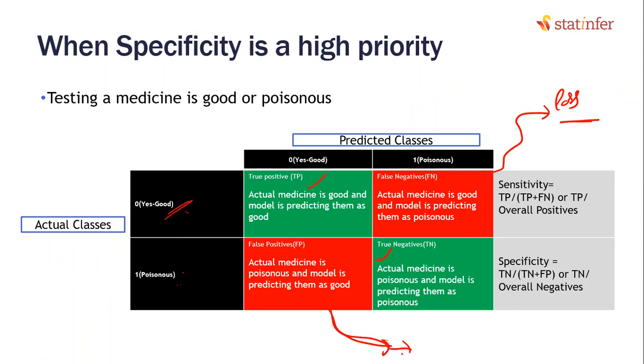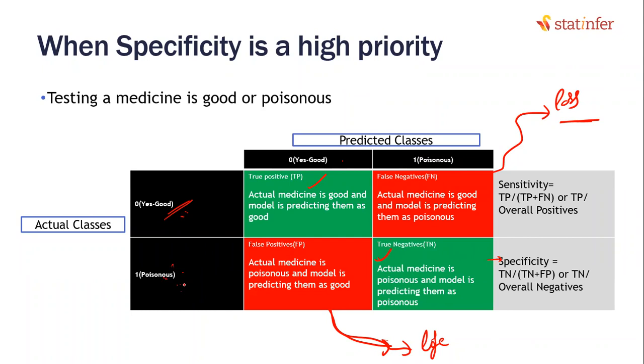What about this one? What is the loss here? Poisonous medicine, we have predicted it as good. What will be the loss here? Life. Almost life loss, isn't it? Intangible. Yes, sir. Now tell me which one is dangerous. Is the first row important for me or the second row important for me? Second row. So in this case, when you are building this model, which one will you be maximizing? Which one will you be focusing more on? Sensitivity or specificity? Specificity.